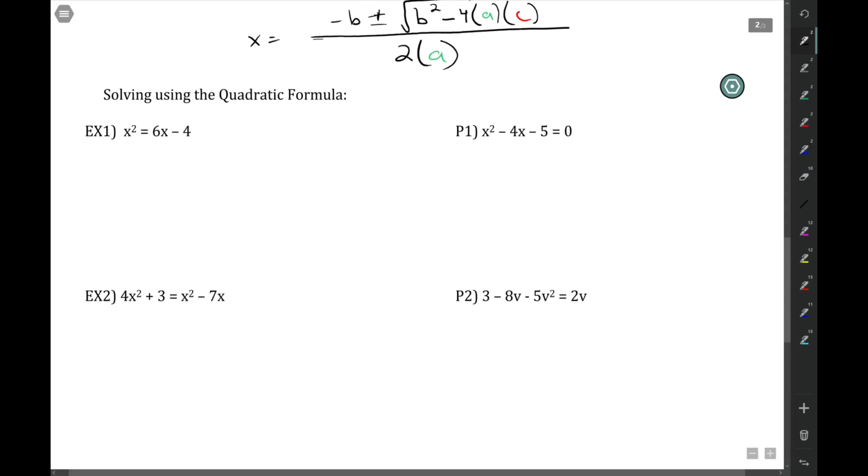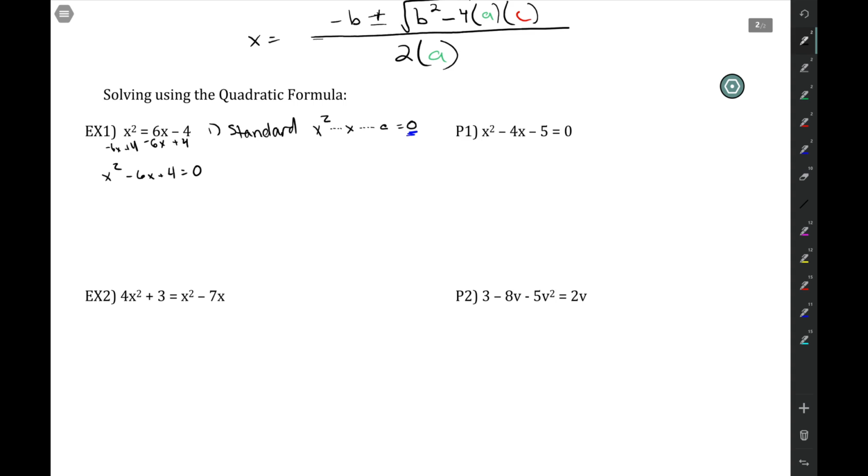Okay? So x squared minus 6x. Again, first, we need it in standard form. So standard form means you have the x squared, then your x term, and then you have a constant equal to 0. Must be equal to 0. So we just get this equal to 0. We subtract 6x. We add 4. And x squared minus 6x plus 4 is equal to 0. It is now in standard form.